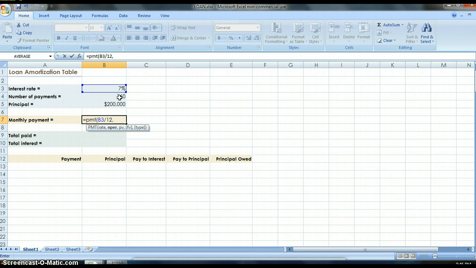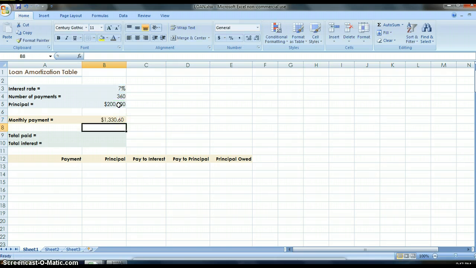We're going to take it times our number of payments. So NPER, that's number of periods. So in this case, you can see number of payments, that's 360. So click on B4, comma, and now we need a minus. This is just a requirement. You're just going to have to know it has to go in there. Our principal, which is B5. Go ahead, close your parenthesis, hit enter, and as you can see, our monthly payment would be over $1,300.